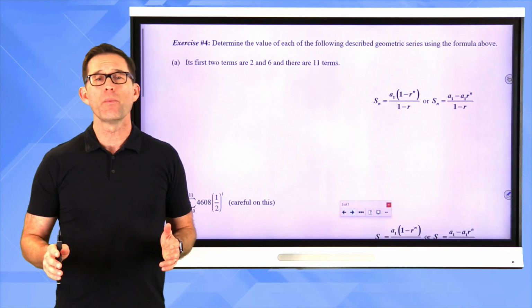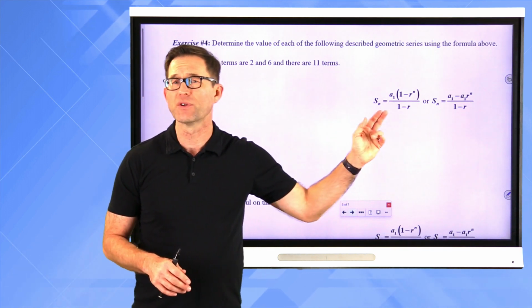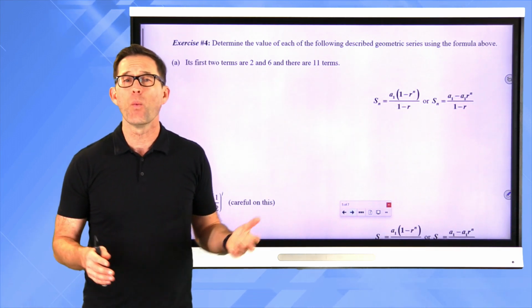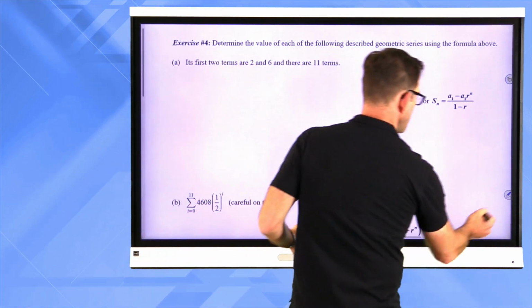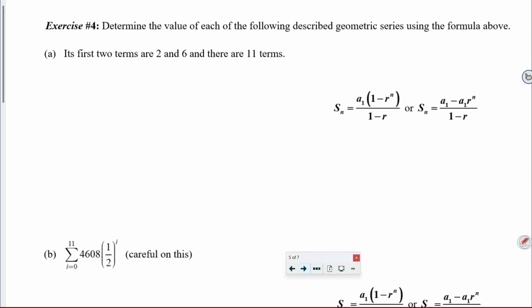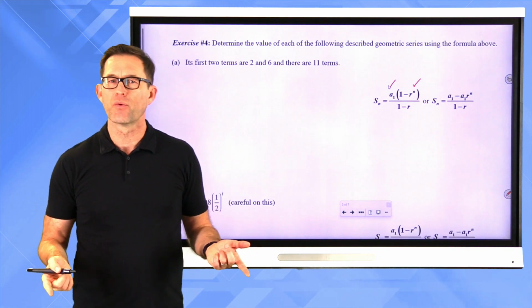Well, just like when we worked with arithmetic series, you really want to look at the formula, doesn't matter which one you work with, and you want to say, what do we know and what do we not know? So right now, let me change my color to red. All right, do I know the first term? Yes. Do I know the number of terms? Yes. Do I know the common ratio? Well, not off the top of my head.